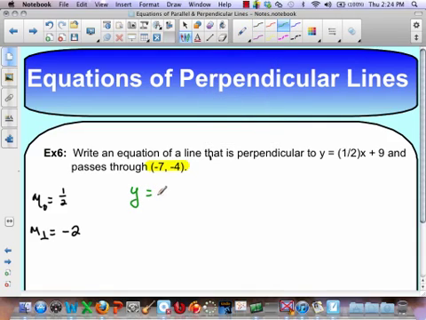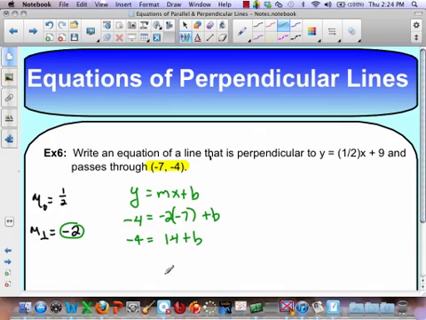So here we go. We know that y is equal to mx plus b, slope intercept form. Okay, my new slope is going to be -2. What goes in for x? -7. -2 times -7 plus b. What goes over here for y? -4. All right, so we just keep simplifying. -4 is equal to 14 plus b. How do I solve for b? Subtract the 14, therefore b is? -18.